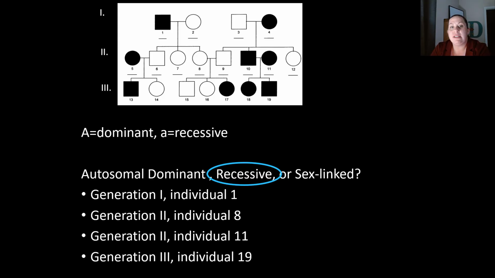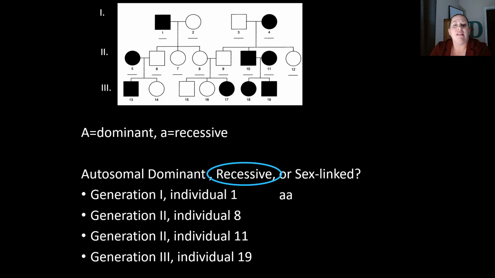But since we know it's a recessive disorder, let's find out what each generation is in these individuals. Generation 1, individual 1 is colored in. If this is a recessive disorder, this means they have to have both little letters. So if they're colored in, they have to be little a, little a. So generation 1, individual 1 is little a, little a.